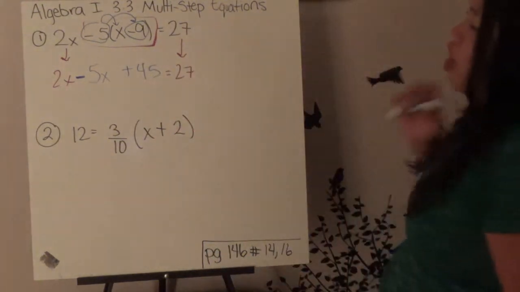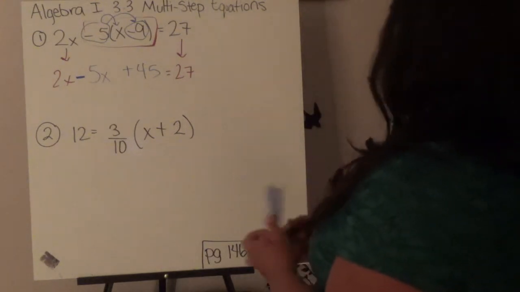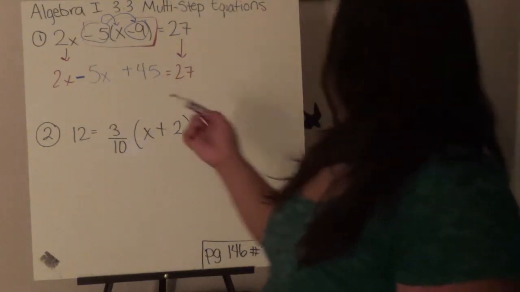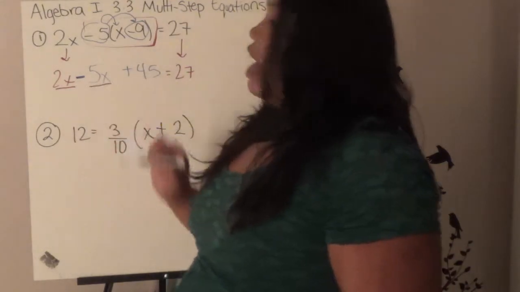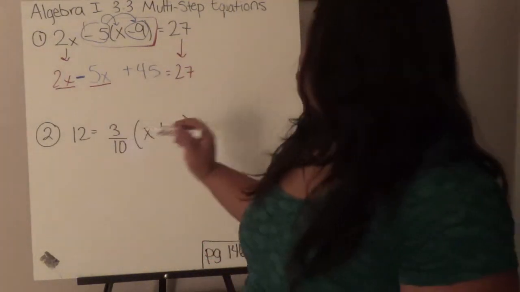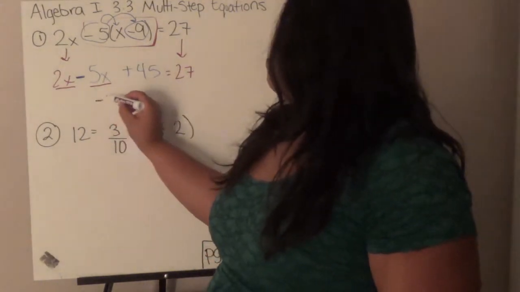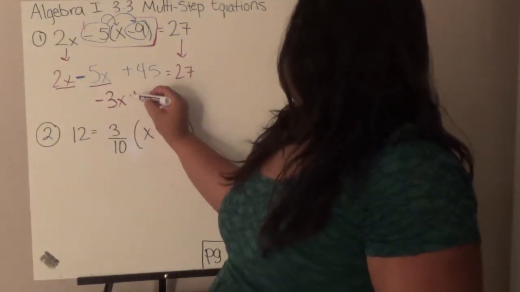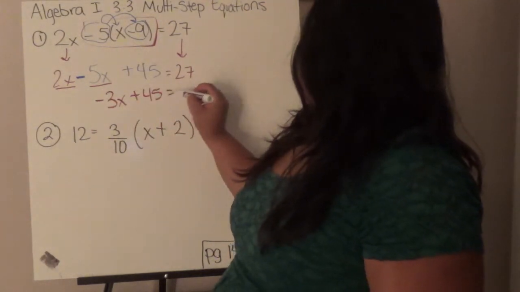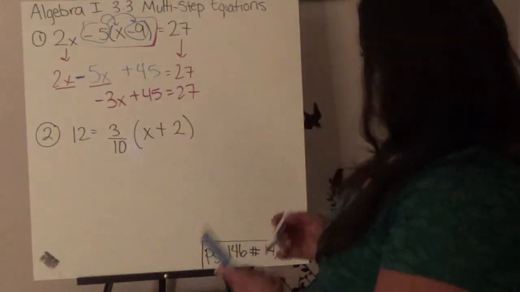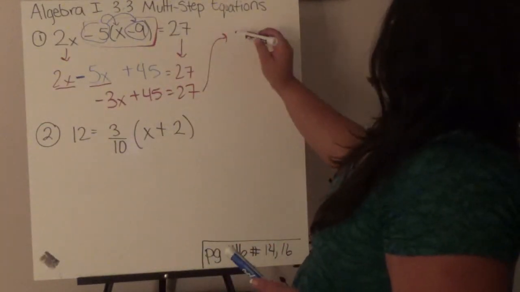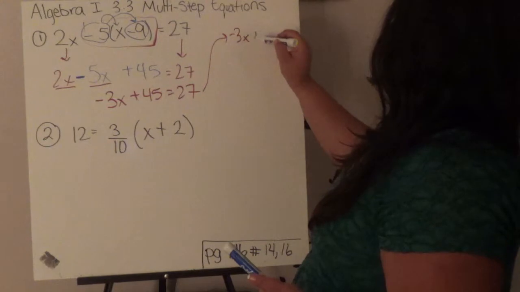Right? Before I'm solving for x, let's first combine like terms. So let's look at our like terms. 2x minus 5x, because they both have x, are like terms. So I'm going to end up with a negative 3x plus 45 equals 27. I'm going to rewrite it here. Negative 3x, 45.